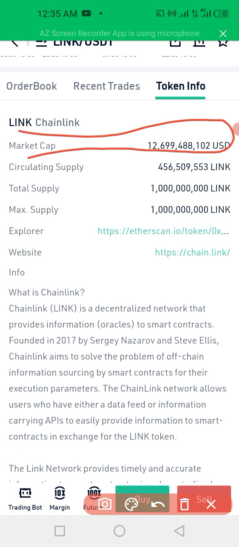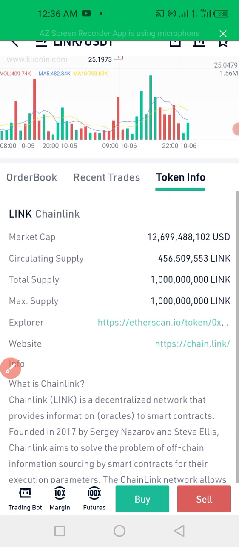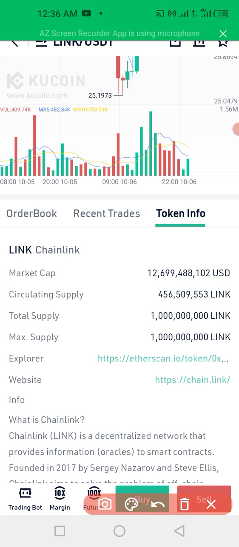Okay, the circulating supply is 459,509,553 links. That is what is produced to be in circulation, while the total supply is 1 billion, and the max supply, the maximum supply that will be supplied, is 1 billion. So you can read about the coin when you scroll down. You see what the coin is meant for, what the coin is doing, the technology behind the coin, and the partners behind the coin. You can as well go to their website by clicking this one. You see the website chainlink.link.